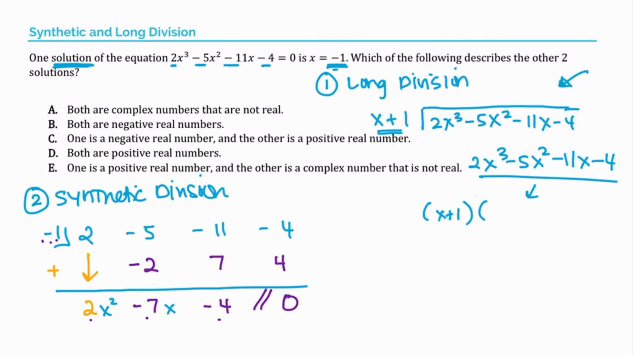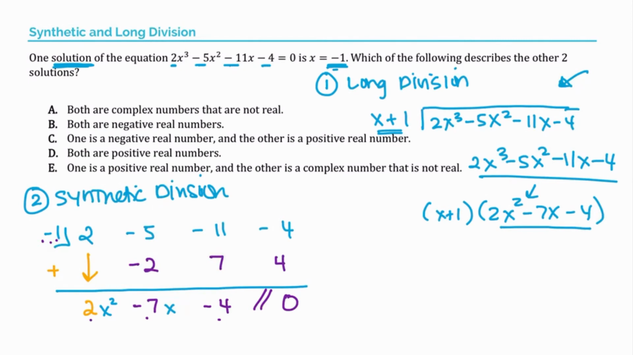So I have taken 2x cubed minus 5x squared minus 11x minus 4, and I have factored it into x plus 1 times 2x squared minus 7x minus 4. Now this question is asking us to describe the other two solutions. Are they real or are they complex and therefore imaginary? So I need to now basically figure out from 2x squared minus 7x minus 4, do I have two real solutions? Do I have one real solution?